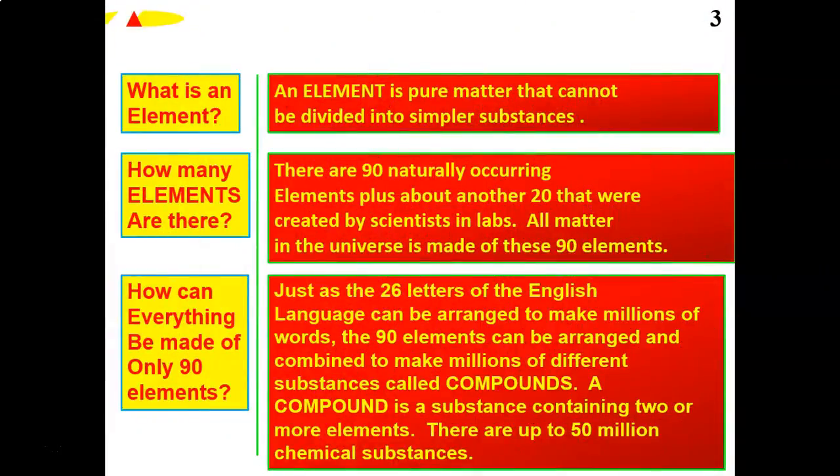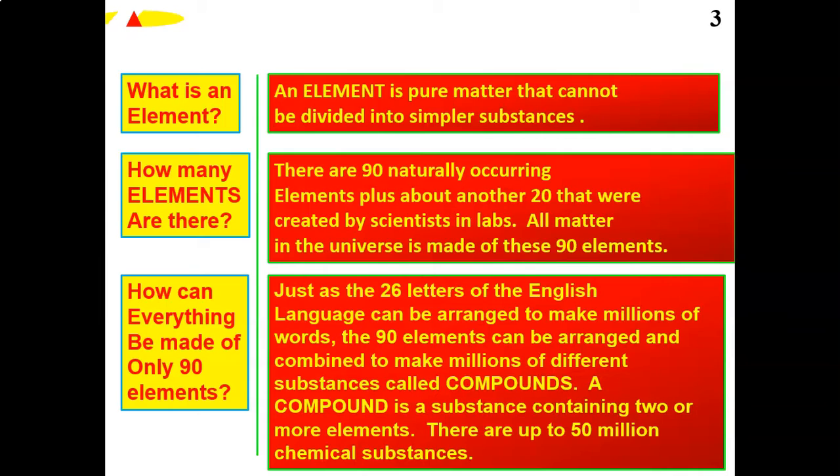So what is an element? An element is pure matter that cannot be divided into simpler substances. There are about 90 naturally occurring elements. The largest naturally occurring element is uranium, which is number 92 on the periodic table. There's a few others that are kind of iffy as to whether they're natural or not. Some of them just fall apart very quickly and aren't really considered to be natural elements. But there's about 90 of them, and then there's another 20 or so, it's actually more than that now, that have been created by scientists in labs. So all matter in the universe is made of just these 90 elements.